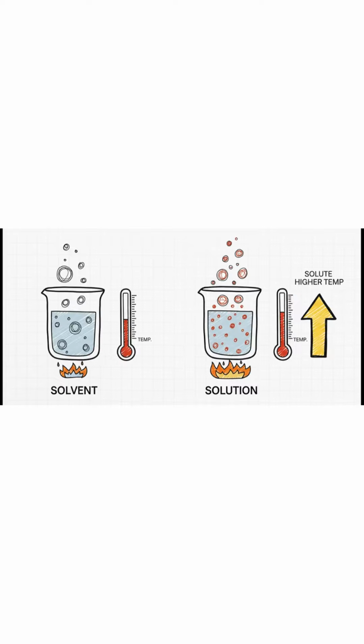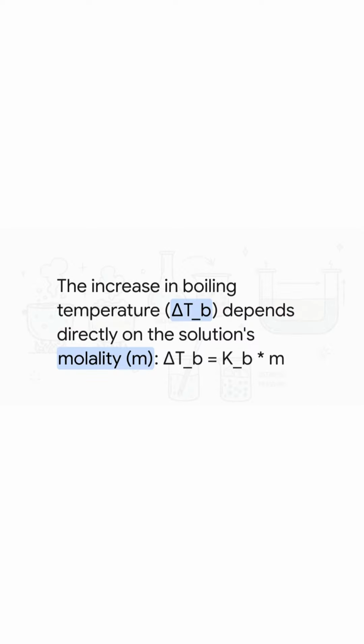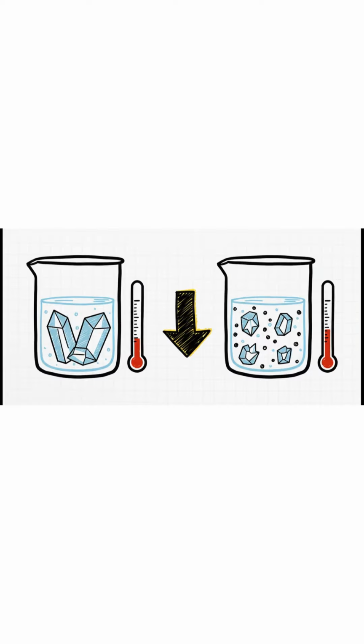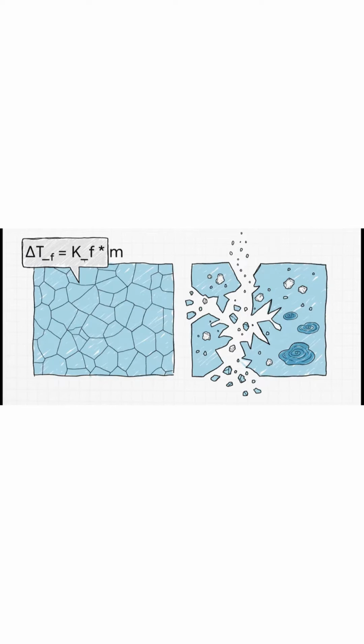And because of that, you have to crank up the heat just to get the solution to boil. And the math is simple. The change in boiling point is directly tied to the molality. On the flip side, you have to get the solution even colder than usual just to freeze it. Aha! And this is exactly why we salt roads. It drops water's freezing point way down.